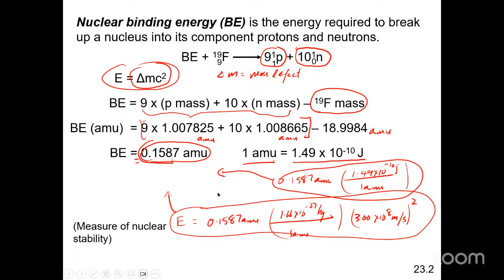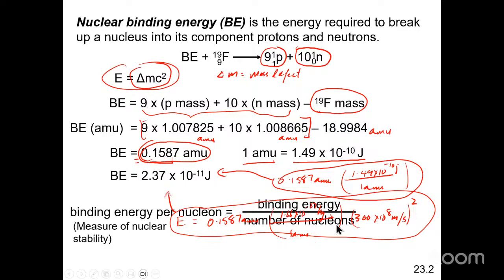Of course, you'd have to be given these values, the 1.007825 for the protons and the 1.00865 AMU for the neutrons, all right? And that's basically how that is done. Now, another thing I need to mention, and this is the actual measure of nuclear stability.